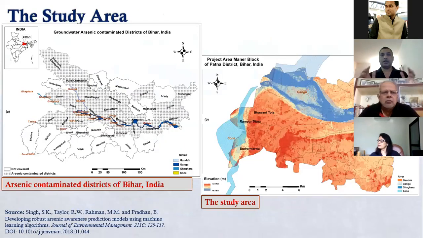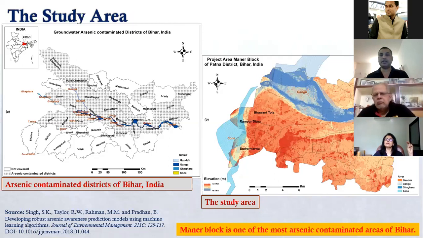Now, the study area where I wanted to work: as you know, I'm from Bihar, and as a scientist and as a human being, it's my personal belief that I have some responsibility towards my community, the place I belong. So even in my first PhD, my project area was Maner in Bihar, and for my second PhD, I still chose the same area. The reason is that after all kinds of study and research, Maner block was found to be one of the most arsenic contaminated areas of Bihar.